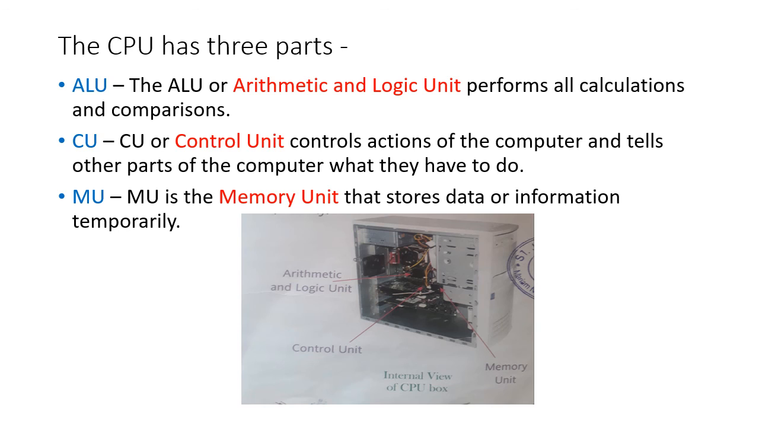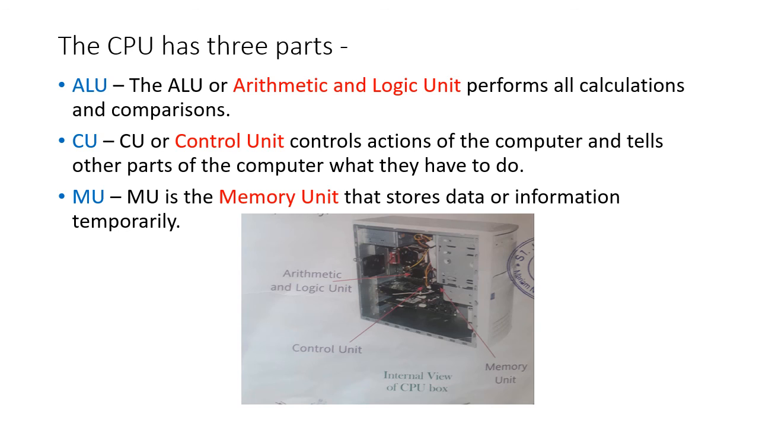Then the third part of the CPU is the MU. This is also very important. MU is called the memory unit, and it stores all the data or information temporarily.